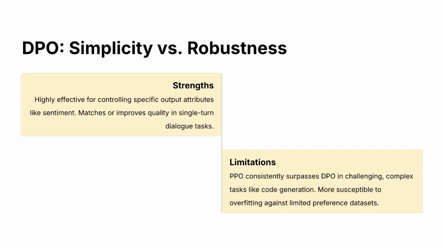However, DivPO shows its limitation in more complex domains. In tasks like code generation or multi-step reasoning, PPO still tends to deliver stronger, more consistent results. DivPO can also be more prone to overfitting, especially when preference data is limited, since it lacks the stabilizing reward modeling layer that PPO provides. In short, DPO offers elegant simplicity, but PPO remains the more battle-tested choice for larger scale, high complexity alignment.